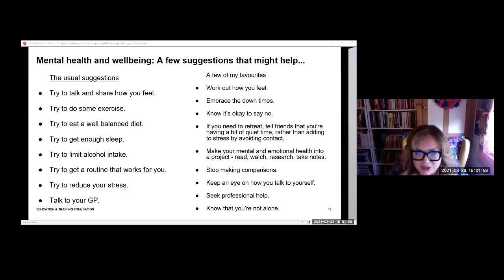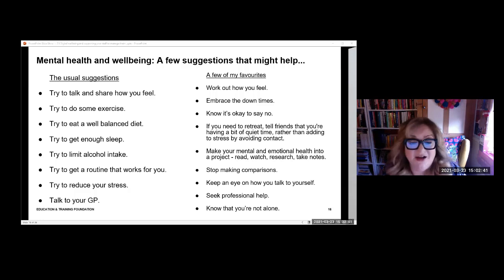It's completely subjective. So there's these ones here: try to talk and share how you feel, try to do some exercise, try to limit alcohol, try to get into a routine. And the most important one for me is to talk to your GP, talk to a professional about it. My favourites, after having gone through this since I was about 14, is to work out how you feel. And I love a mind map because I can work out various issues and unpack them a little bit.